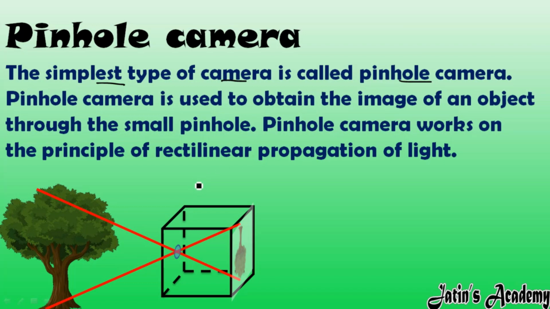Why is it used? A pinhole camera is used to obtain the image of an object through a very small hole, or you can say through the pinhole. Means we use a cardboard, and in the cardboard we have a very small hole, and from the small hole we are able to take the picture or image of the object. And how does it work? It works on the principle of rectilinear propagation of light. When light travels in a straight line, only according to this principle does the pinhole camera work. If light travels in a zigzag way, then the pinhole camera does not work properly.